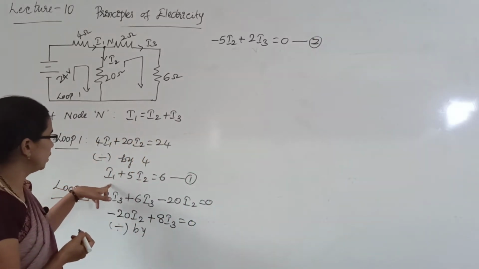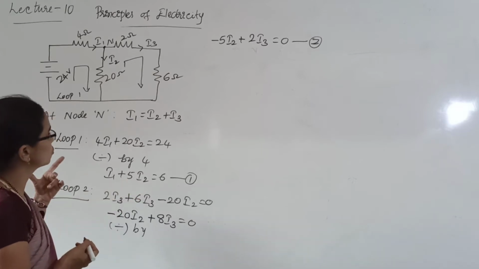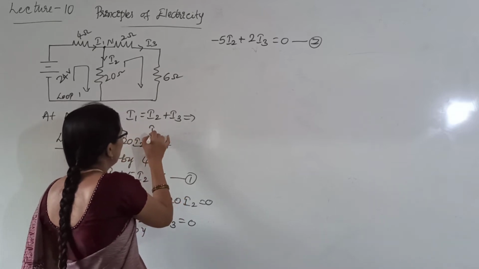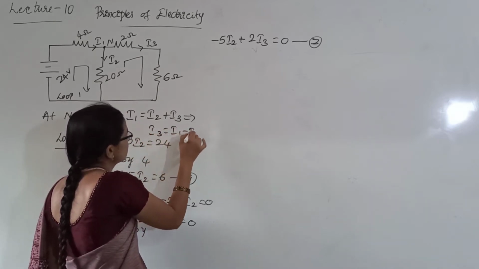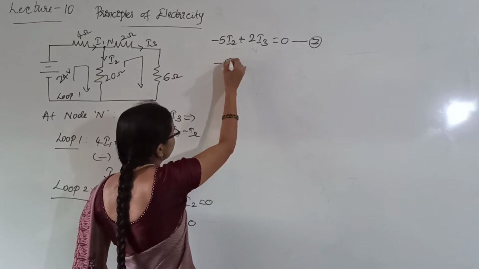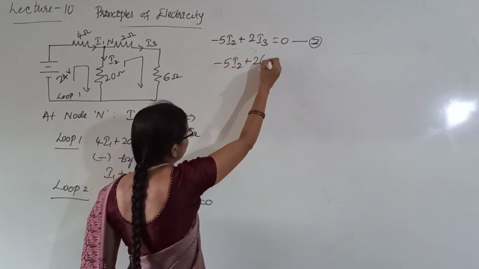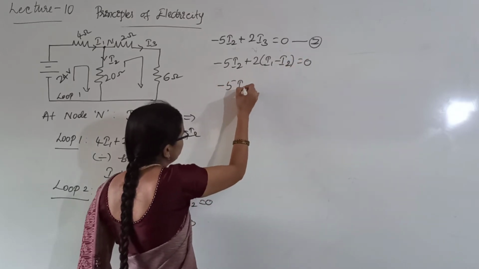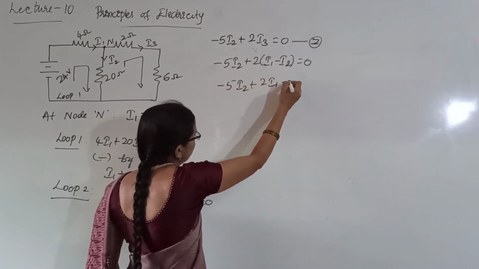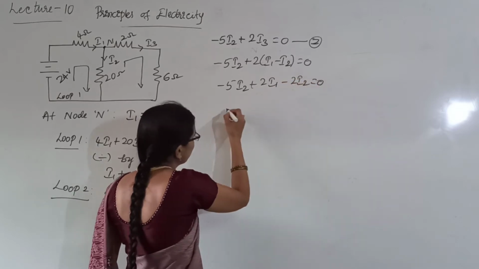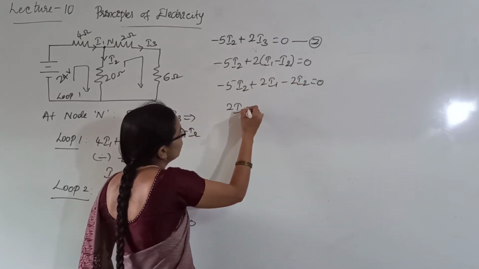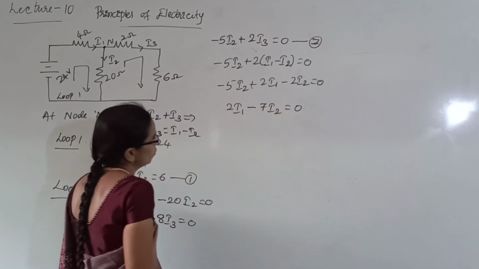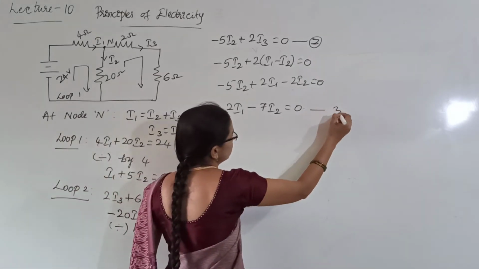In equation 1 we have I1 and I2. Here I3 should be replaced by I3 is equal to I1 minus I2. So minus 5 I2 plus 2 into I1 minus I2 is equal to 0, minus 5 I2 plus 2 I1 minus 2 I2 is equal to 0. You will get 2 I1 minus 7 I2 is equal to 0. Call this as equation number 3.